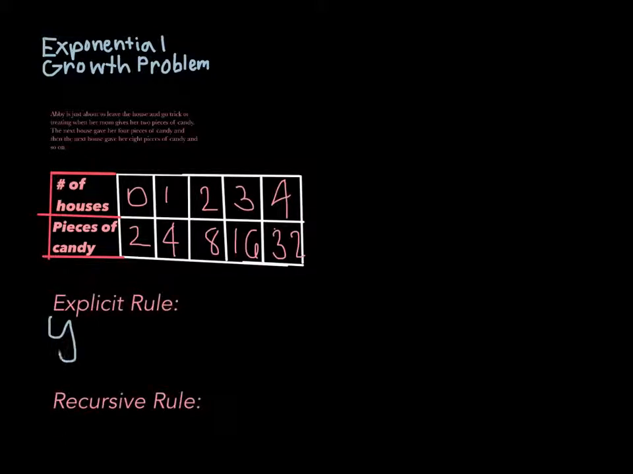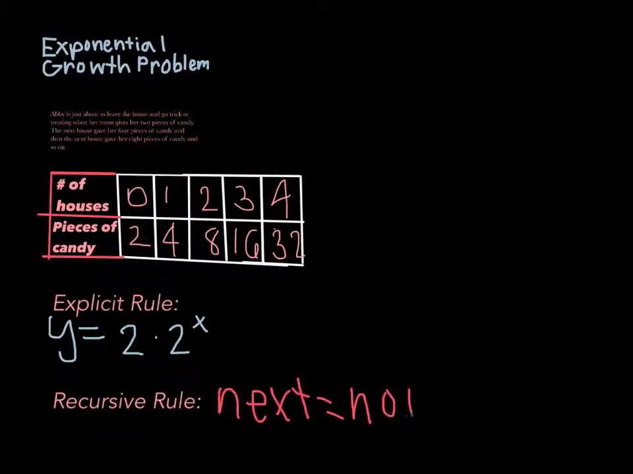Our start value is 2, so that will be our a in the equation. And then we are multiplying our 2 by our common ratio, which is 2, because 2 times 2 is 4, and so on. Now for our recursive rule, which is a now-next equation. So next equals now times 2, because 2 is what we're multiplying by. And our start value is 2.